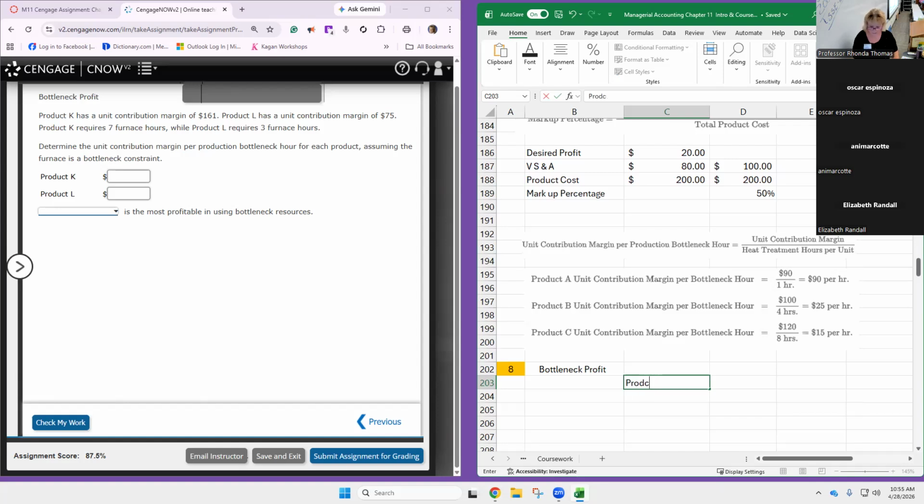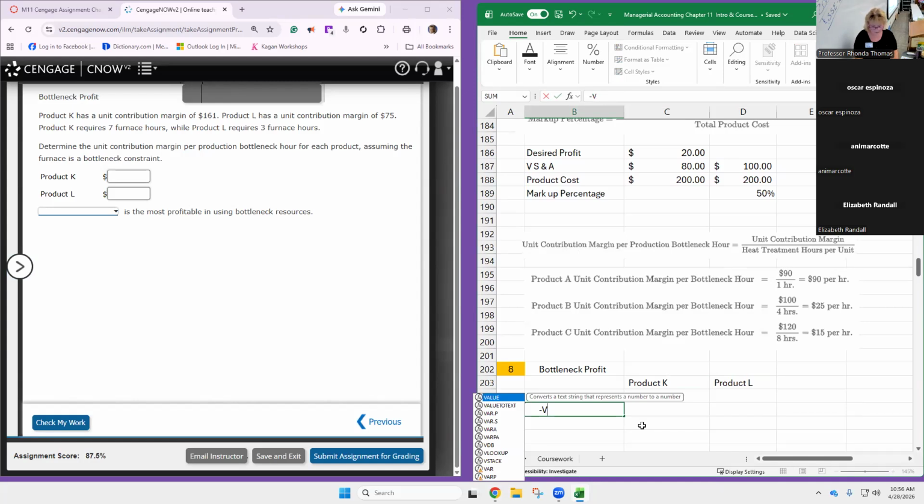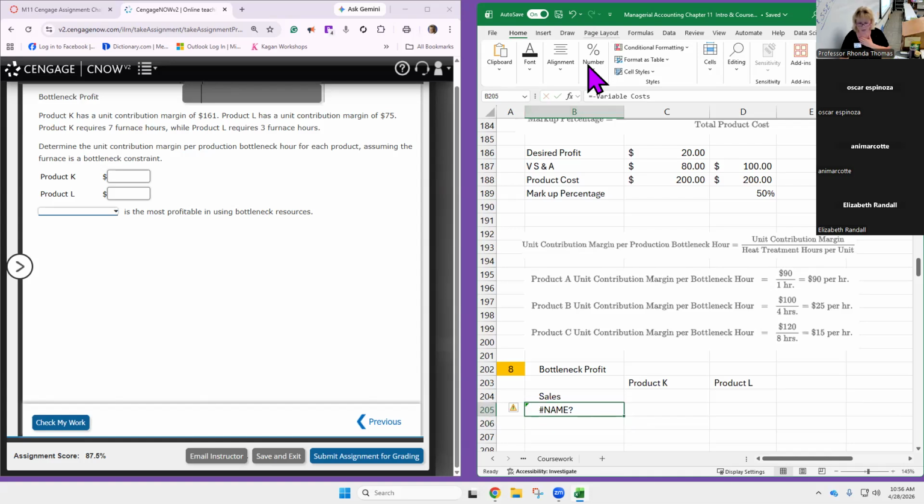I can't seem to get my fingers to work today. Okay, let's put down what we know. So product K has a contribution margin. Remember, contribution margin is sales minus variable costs, right? So just for the fun of it, I want to put that down so we remember what it is. Sales minus variable costs gives you a contribution margin. Okay, contribution margin. So we're going to put that amount in there.